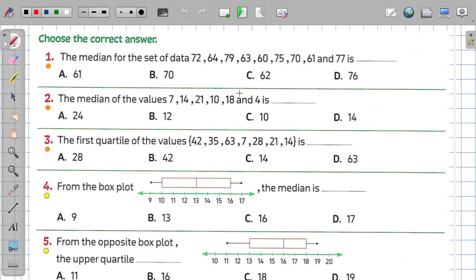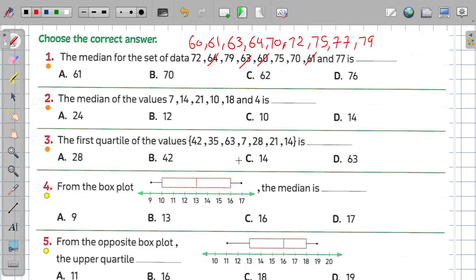So the minimum number here is 60. So we will write 60 first. Next, I have 61. Next, I have 63, 64, and we have, so this and this and this and this. Next, I have 70 and 72, 75, 77, and 79. Okay, so I have 1, 2, 3, 4, 5, 6, 7, 8, 9.